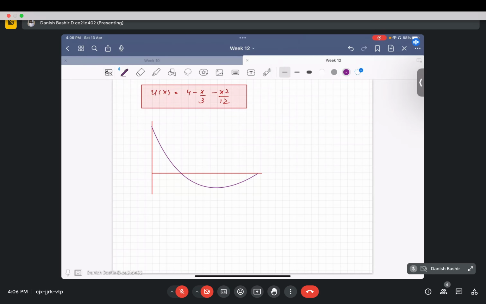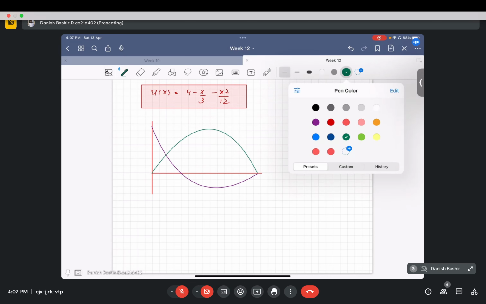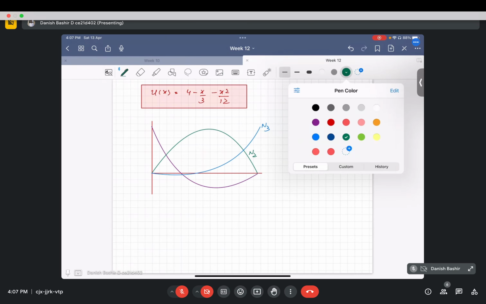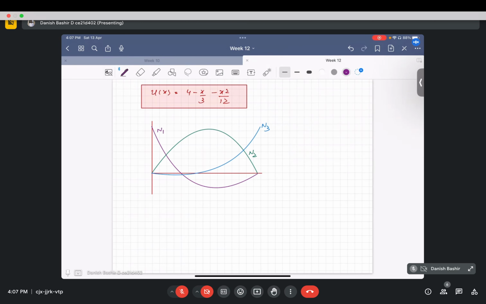Let me take a different color for N2. N2 will look something like this. And N3 will look something like this. Take a different color for that one as well. Actually, this is N3. So green color was N2 and violet color was N1, and the other one is with red color.